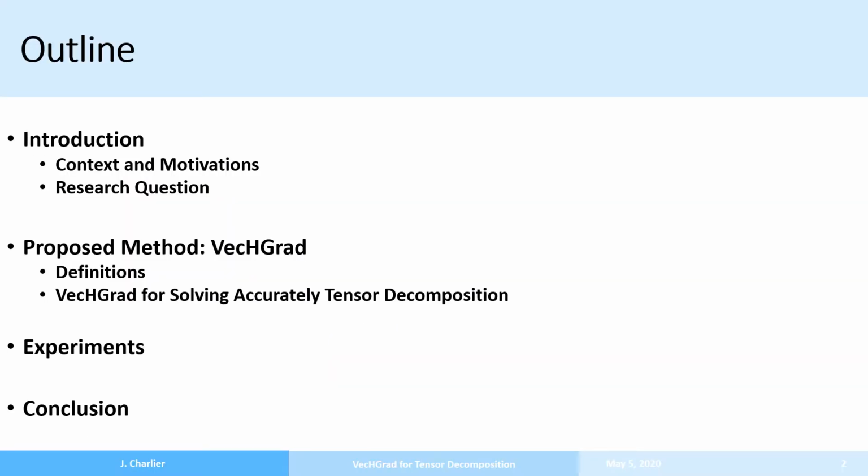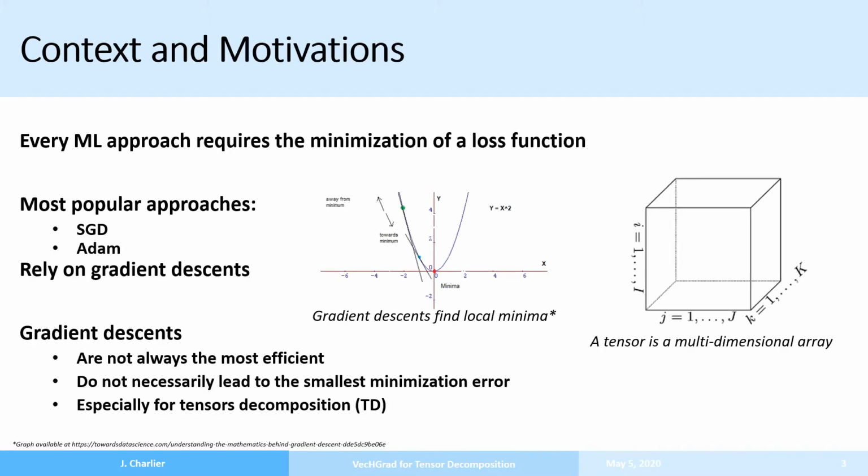I divided the talk into four main sections. First, I will introduce the context and the motivation, and then I will present the research question. We will move on to the proposed method, VecHGrad, where I will give some key definitions and then I will explain VecHGrad for solving accurately tensor decomposition. I will present some of the results of our experiment and then I will conclude. Let's move on to the context and motivation.